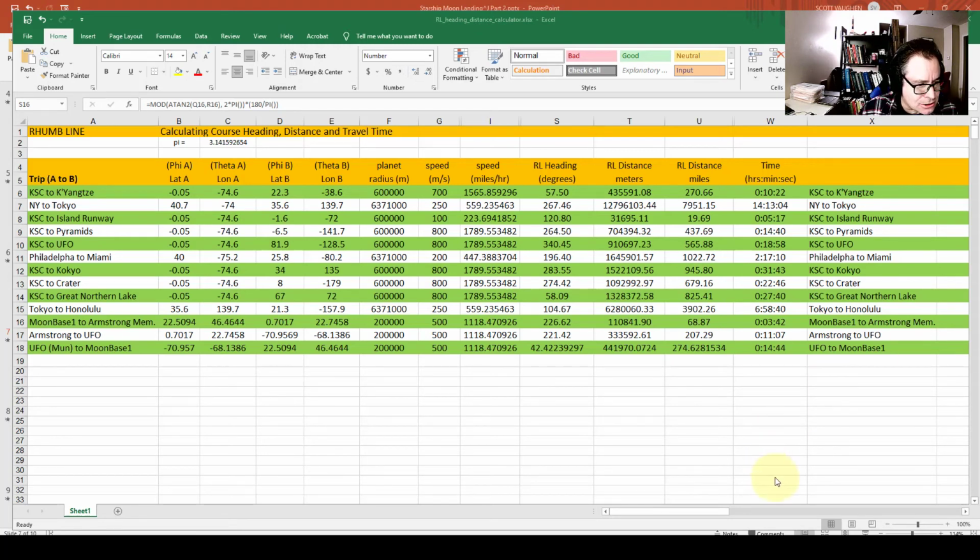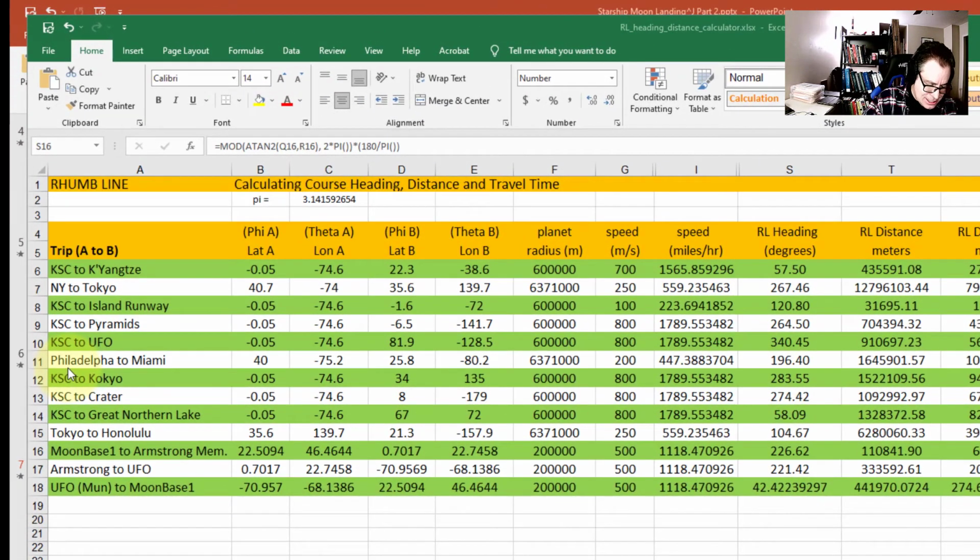In fact, you can see that answer right here, this 42 degrees for the trip from the UFO back to the Moon Base 1. So let's go through now from the Moon Base 1, where we actually started, where the Starship landed. We'll fly to the Armstrong Memorial. You'll see that I'll try to maintain about 226, 227 degrees constant heading. Here's the latitude and longitude of where I'm starting and of the target location. It's not really that far. It's going to take about 3 minutes at my average speed in meters per second.